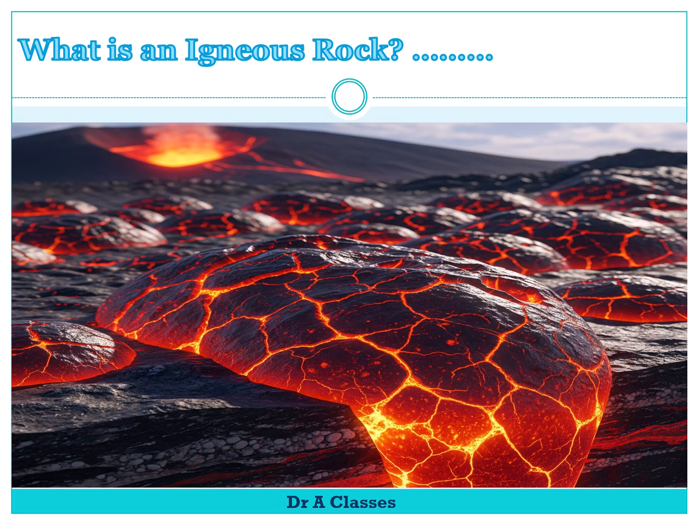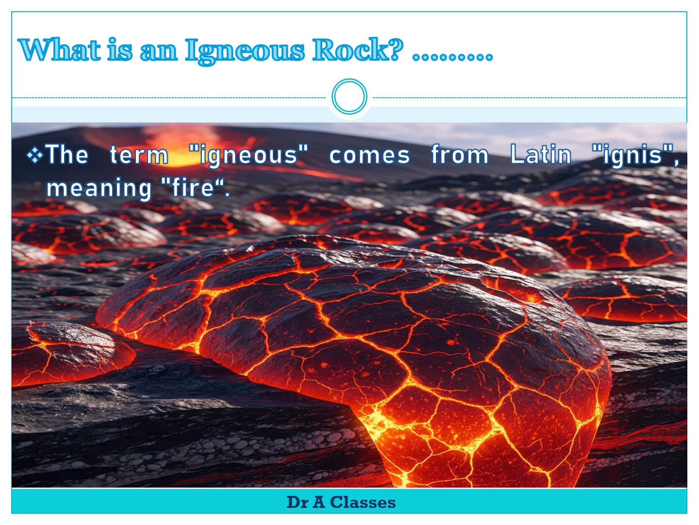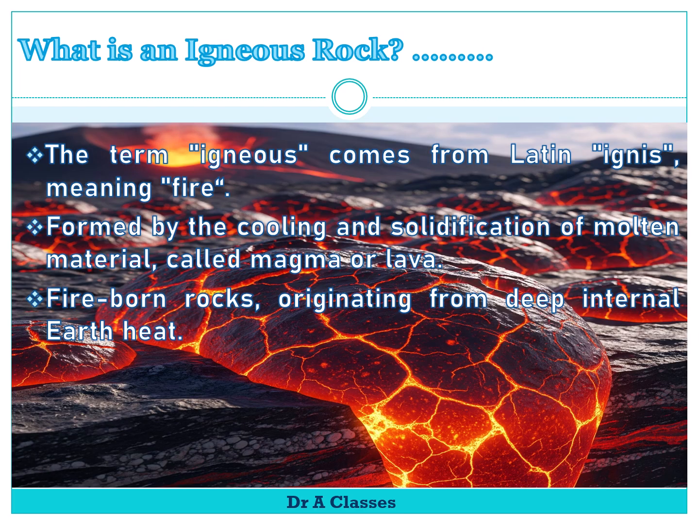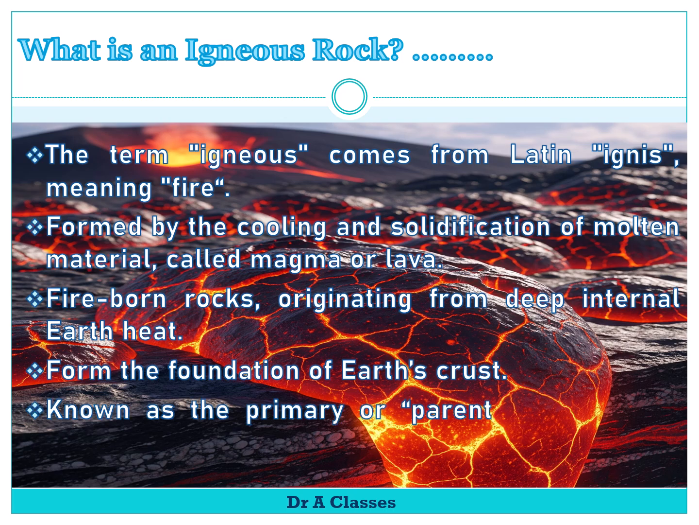What is an igneous rock? The term igneous is derived from the Latin word ignis, which means fire. Igneous rocks form when molten material known as magma beneath the surface or lava on the surface cools and solidifies. Because they originate from the intense heat deep within the Earth, these rocks are often called fire-born. They make up the foundation of Earth's crust and are considered the primary or parent rocks in the rock cycle, from which other rock types eventually develop.